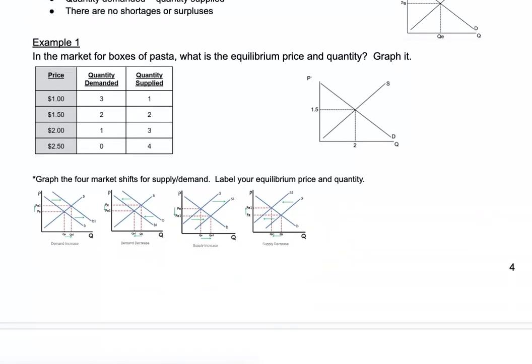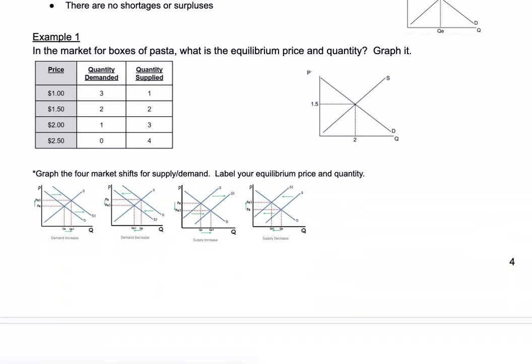All right. Now, you need to know the four shifts. This is something you really need to practice and understand: how price and quantity change with each shift. So here, demand increases. When demand increases, price goes up, quantity goes up. When demand decreases, price goes down, quantity goes down. Notice that when there's a shift in demand, price and quantity move in the same direction. With supply, price and quantity move in opposite directions.